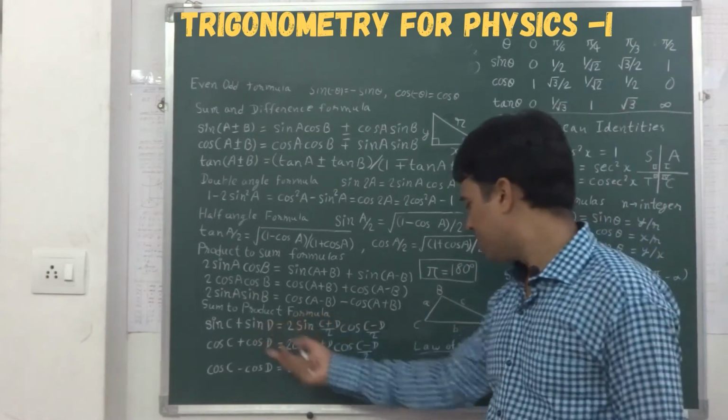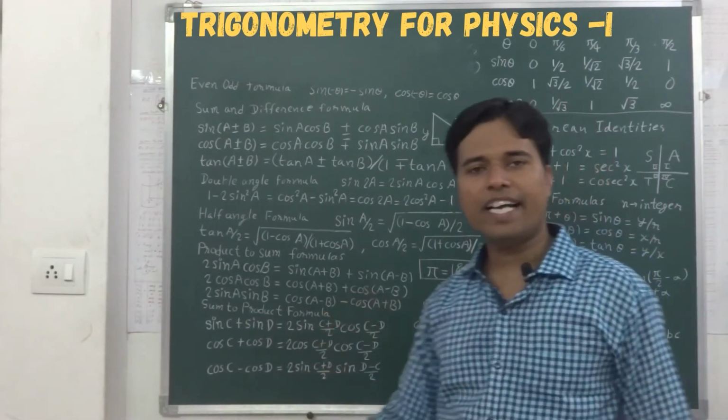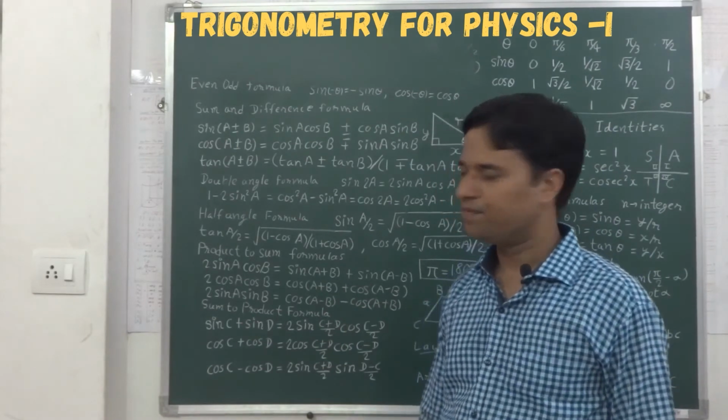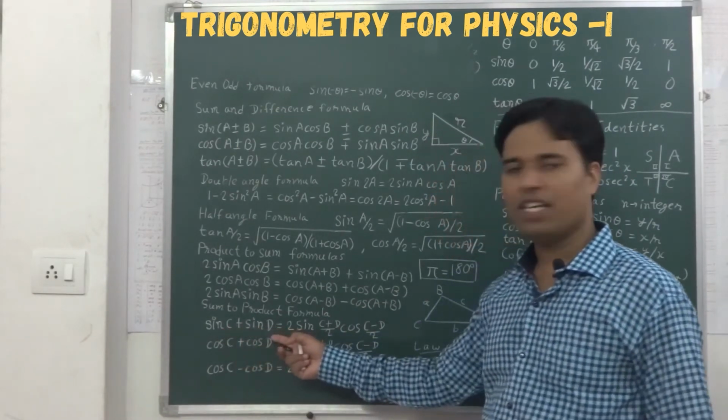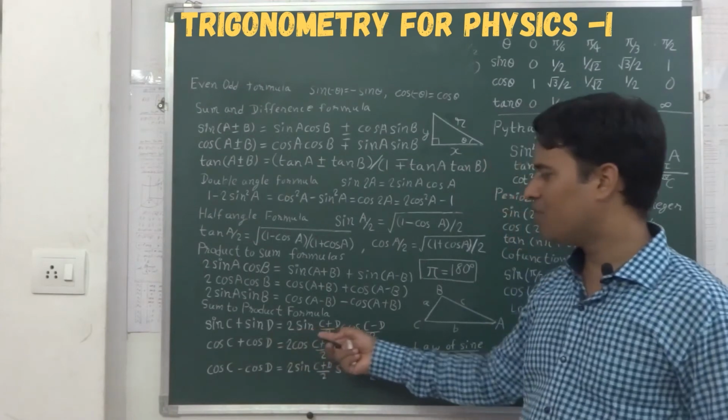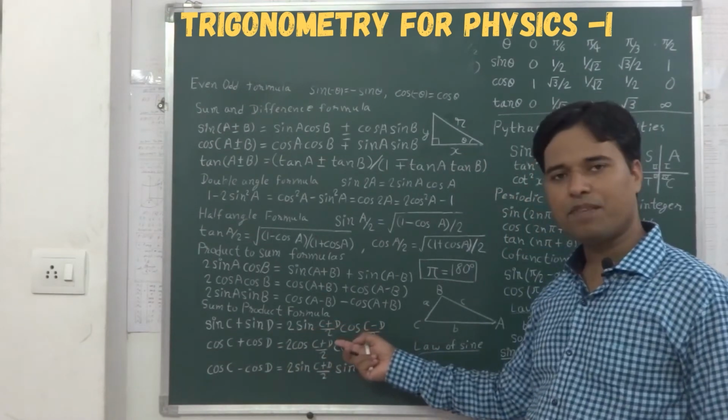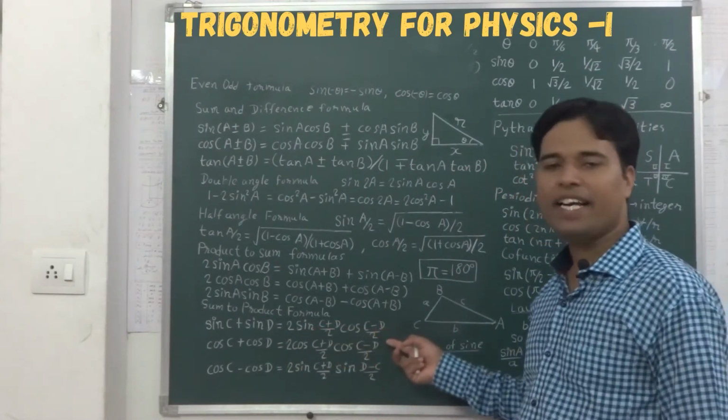Now dear students, sum to product formula is also used sometimes. Sine of c plus sine of d is equal to 2 sine of c plus d by 2 cos of c minus d by 2.